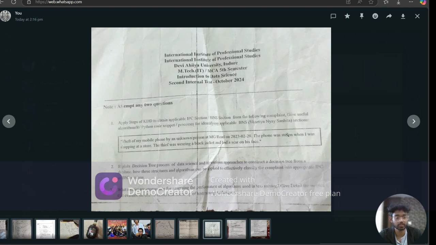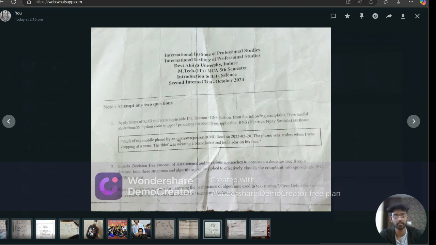BNS means Bharatiya Nyaya Sanhita section, and here is a copy of a complaint, and we are going to understand it and break it into different parts for analysis. Now, first step, problem formulation. Identify the problem, which is to extract the applicable IPC section and BNS section from the given complaint. Second, data selection. Select the relevant data, which is the complaint text.